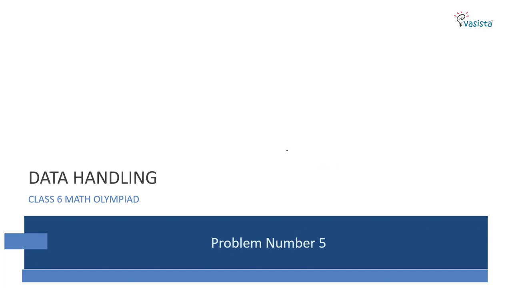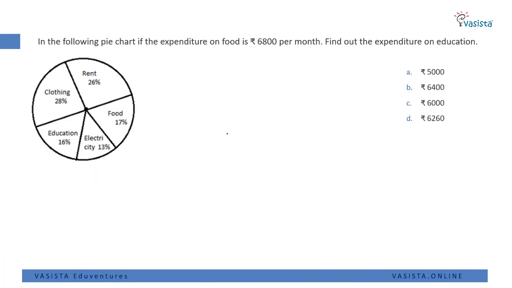Let us go with problem number 5. Right, let us check out here. In the following pie chart, if the expenditure on food is 6,800 per month, so they have given food expenditure is 6,800. Find out the expenditure on education. So we are supposed to find the expenditure on education.